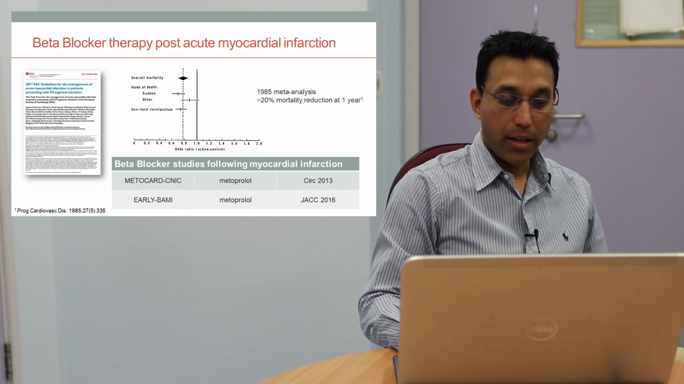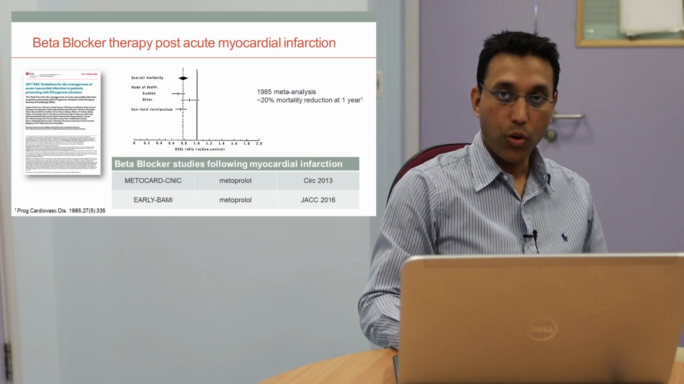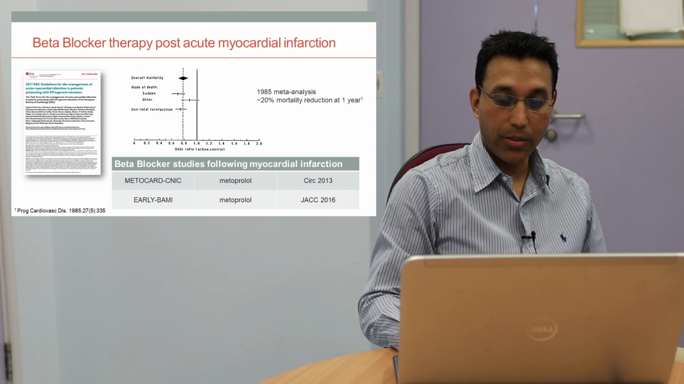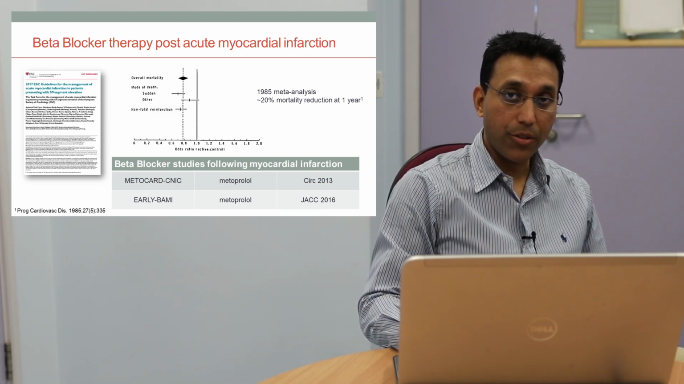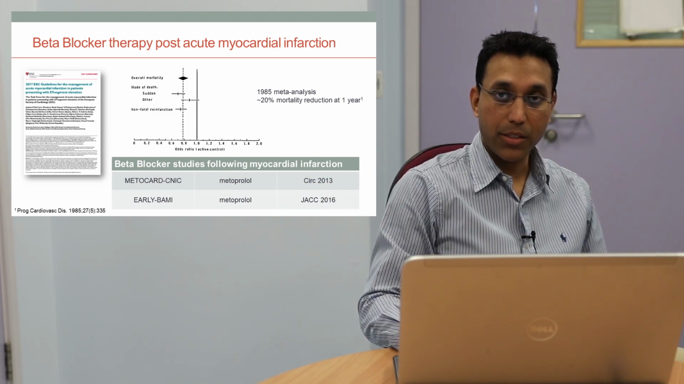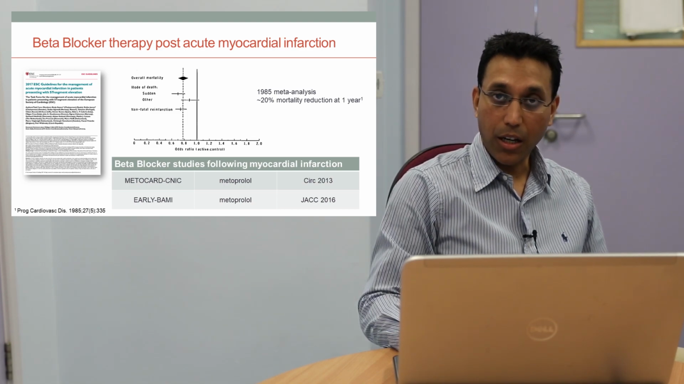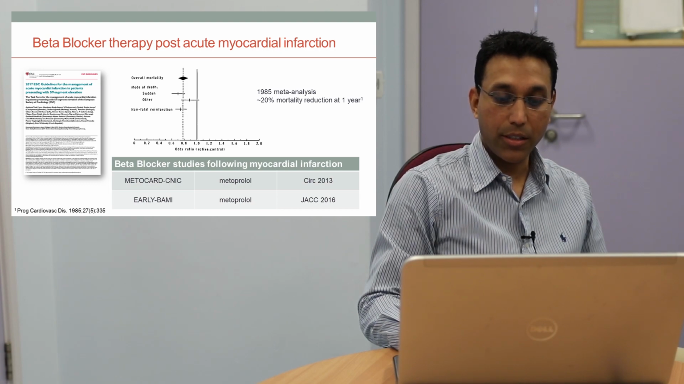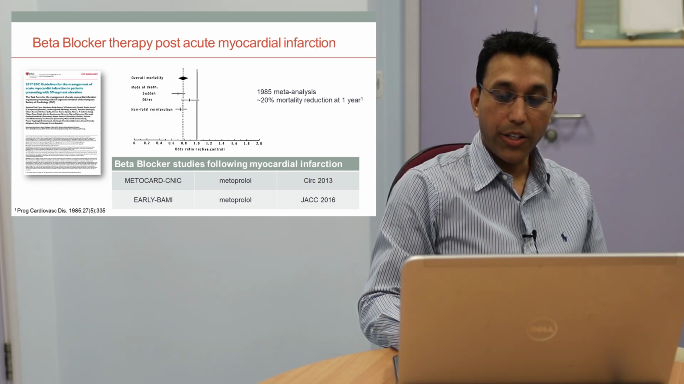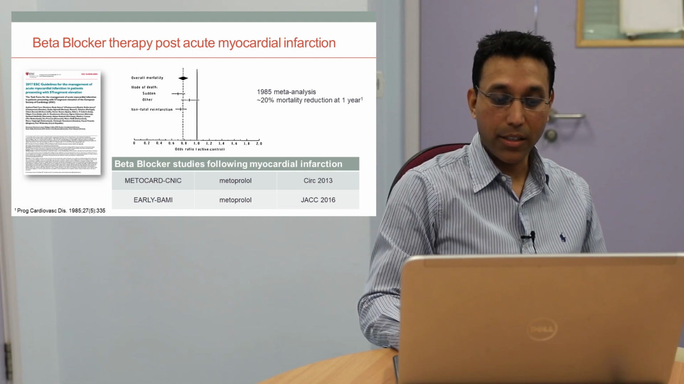There was also a significant reduction in the composite of death, heart failure admission, reinfarction or malignant ventricular arrhythmias at 2 years, 11% in the beta blocker group, 18% in the placebo group, and a significant reduction in the incidence and extent of microvascular obstruction on cardiac MRI. In the early BAMI trial, this was a larger trial in STEMI patients, this showed no significant benefit with beta blockers and no significant difference in infarct size.